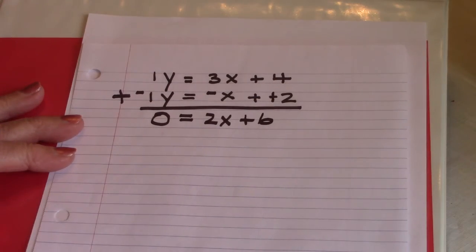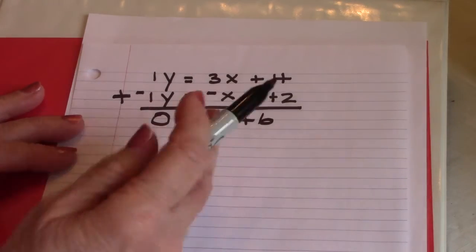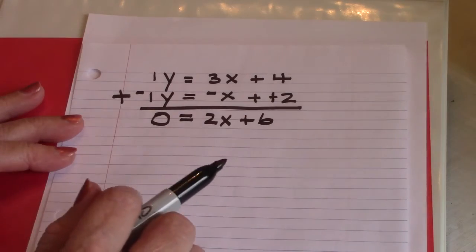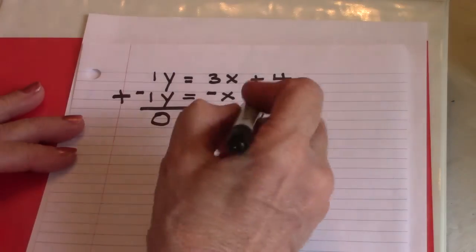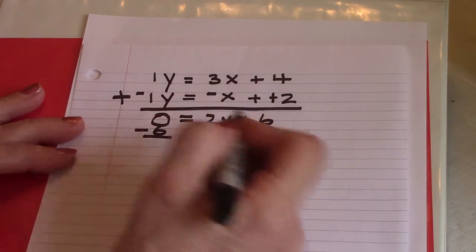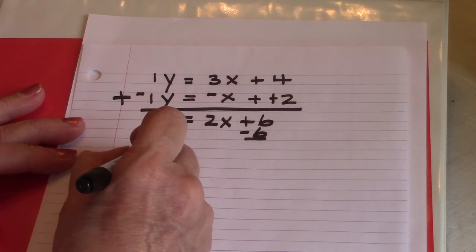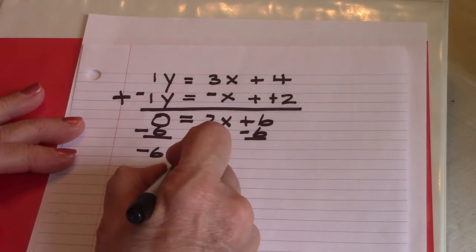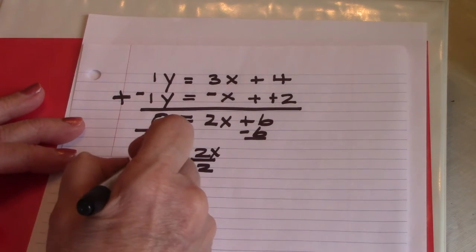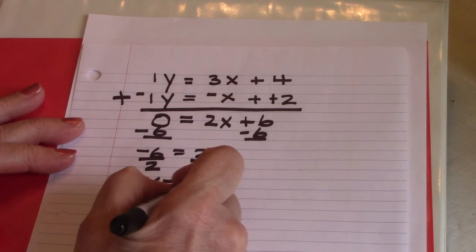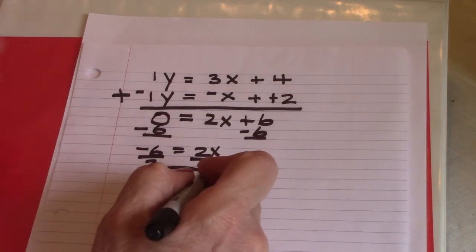All right? Now this is problematic because my variable and my whole number are both on the same side, and I want one on one side, one on the other, so I can solve. So I'll simply subtract 6 from both sides. Not a problem. And I get 2x equals a negative 6. I divide both sides by 2. I get x equals a negative 3.